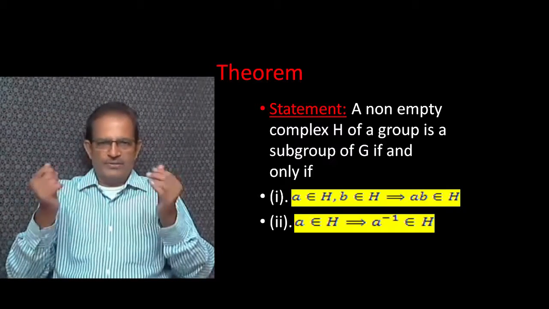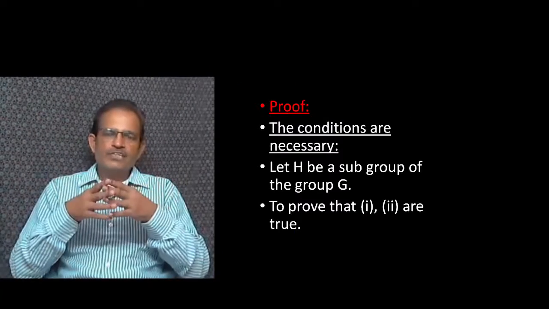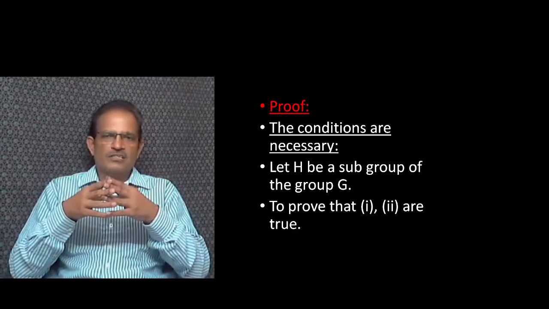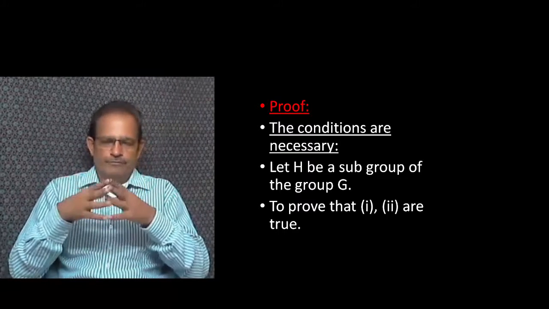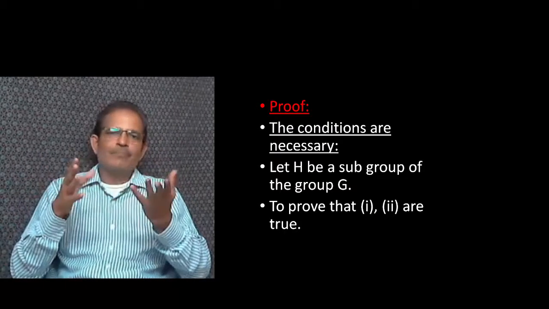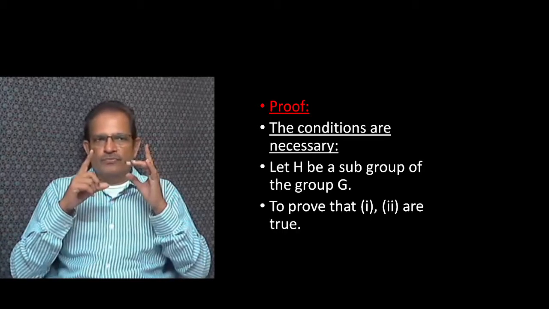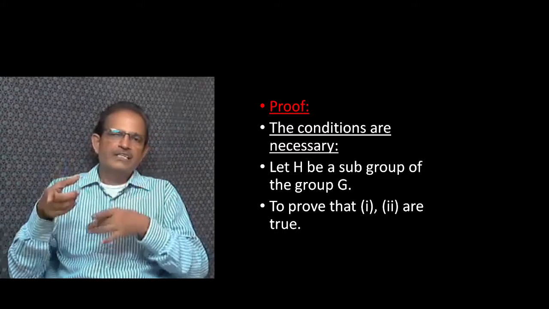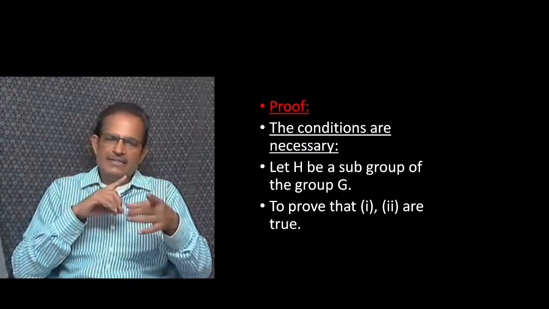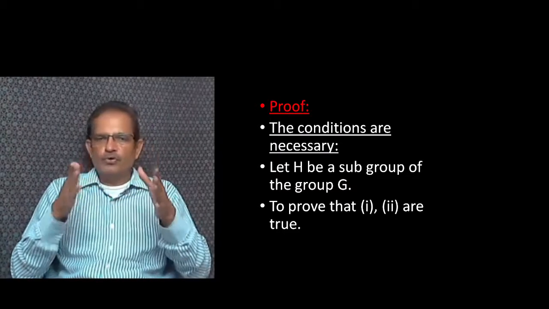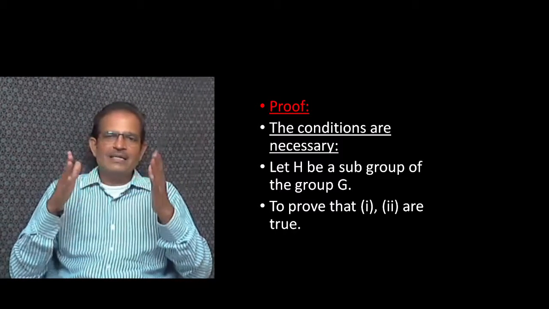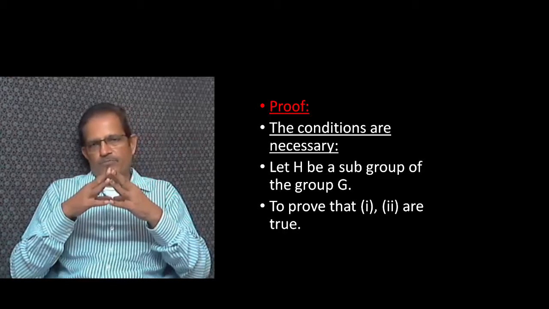Now we prove this. If you observe the statement of the theorem, there is one clause, if and only if. If and only if means both ways implied. So if H is a subgroup, the conditions have to be satisfied. If the conditions are satisfied, H is a subgroup. So we have to prove both. These are called necessary and sufficient conditions.